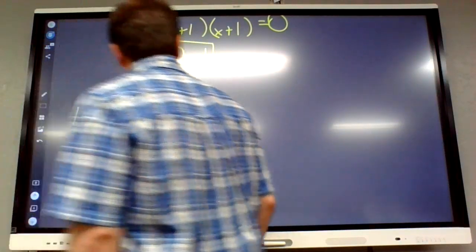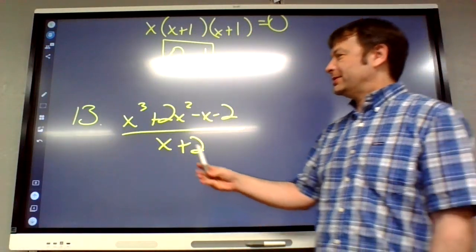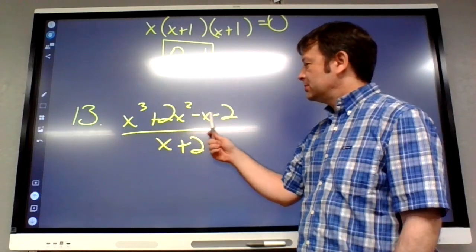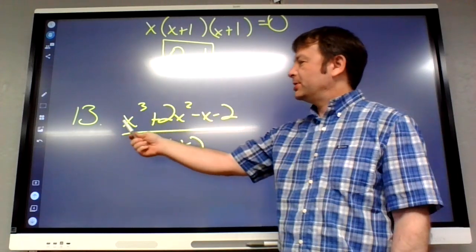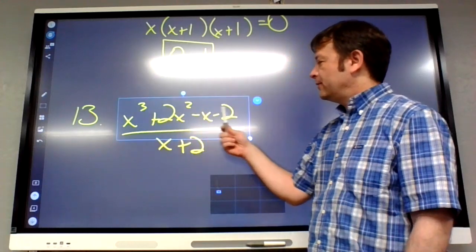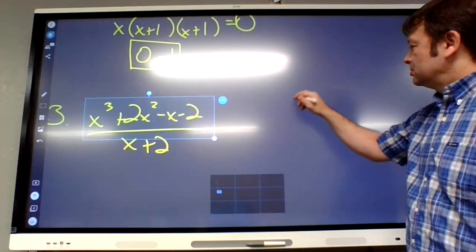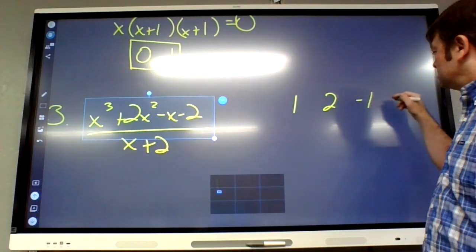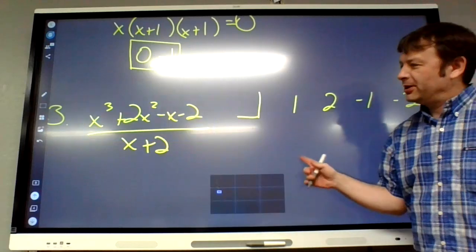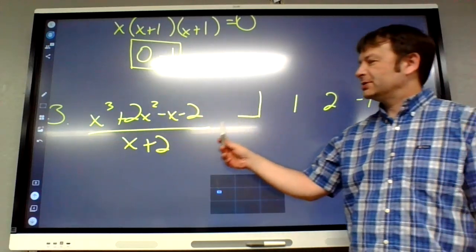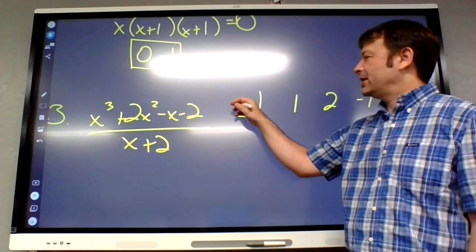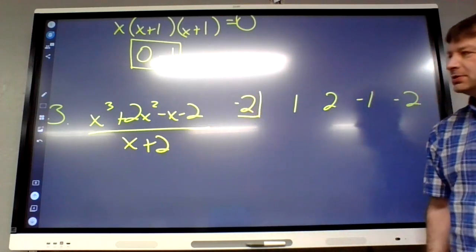Alright, so, synthetic. You take the coefficients on the dividend here. So what numbers are in front? 1, 2, negative 1, negative 2. And then remember there's a box over there. And what did we put in the box? If we're dividing by x plus 2, you actually put in negative 2. So you kind of do the opposite.